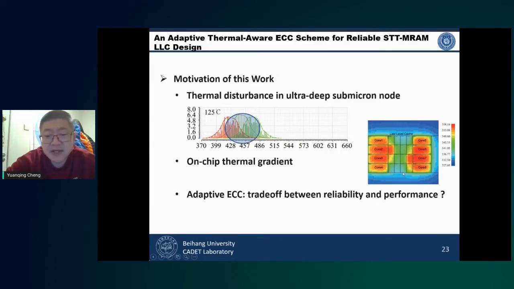It means that we can try to exploit the thermal property of the MTJ device to improve the reliability of cache access, but at the same time, we can also seek the opportunity to improve the cache access performance as well. This is our adaptive thermal-aware ECC scheme for the reliable STT-MRAM design.